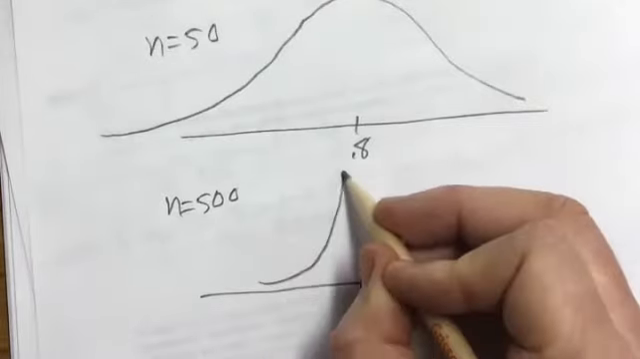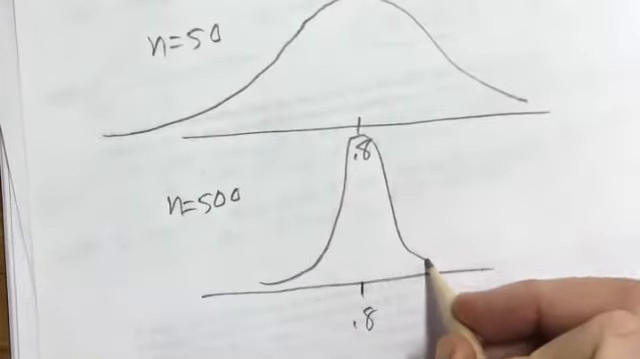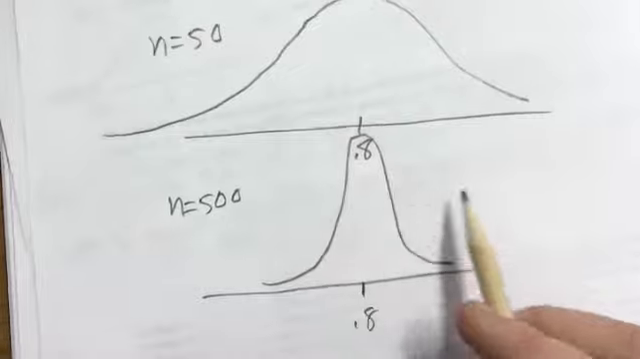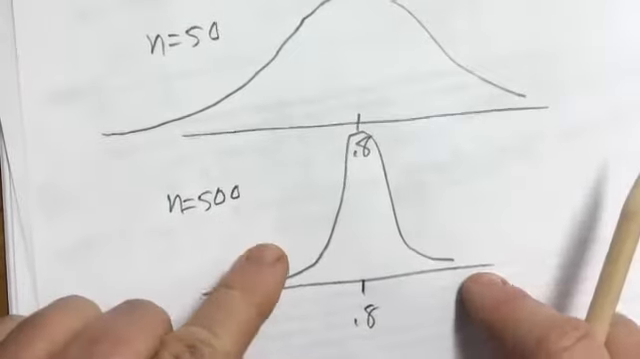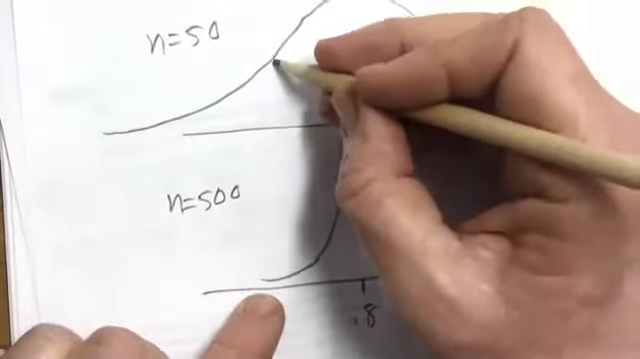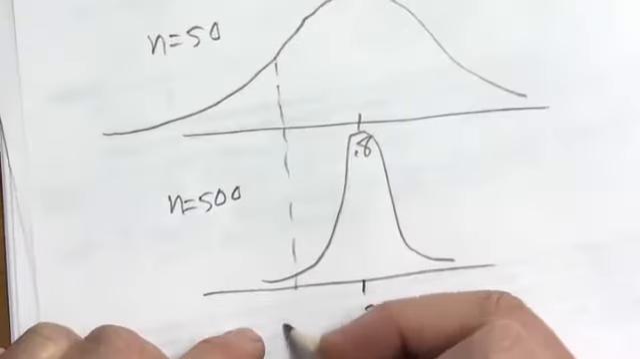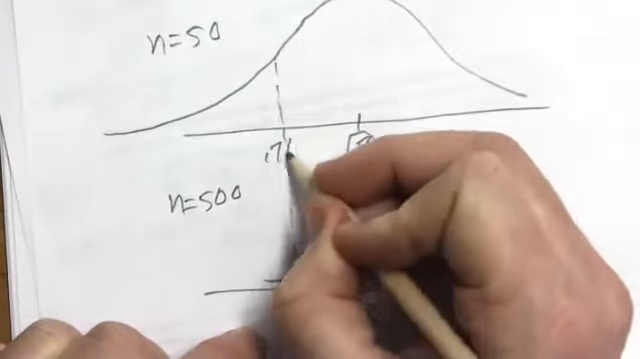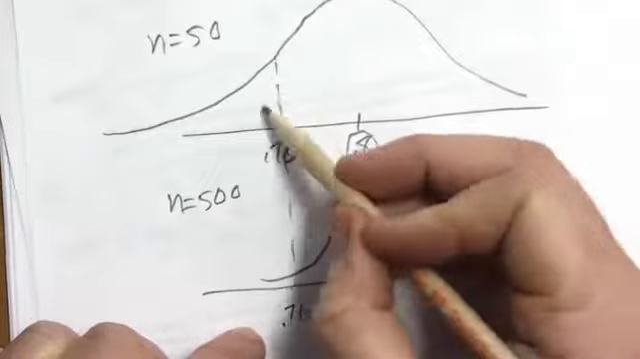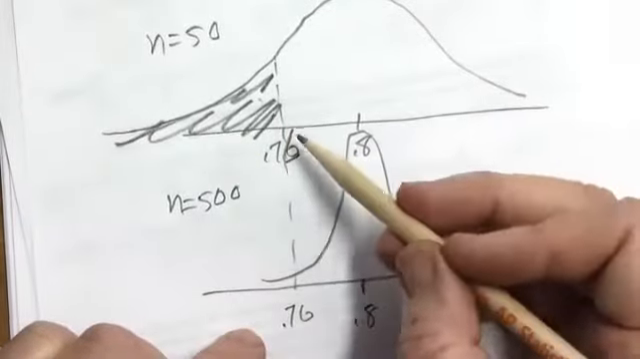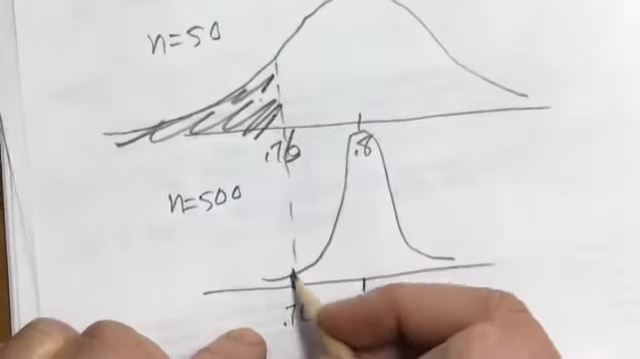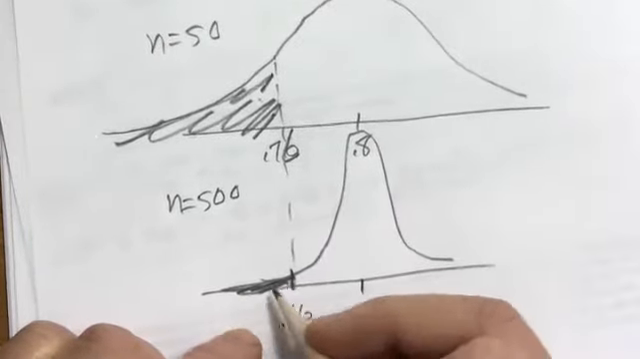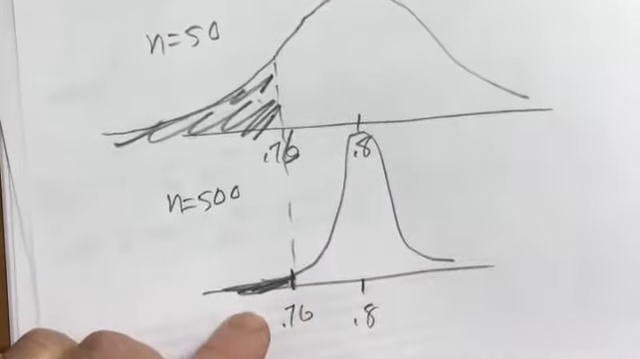But now it's going to be a lot higher in the middle and a lot lower on the tails. So let's say 0.76 was right here. In this curve, the probability to get 0.76 is pretty likely, 23% of the time. But in this curve, the likelihood to get 0.76 is only about 1.3%.